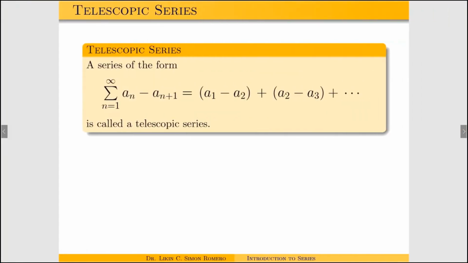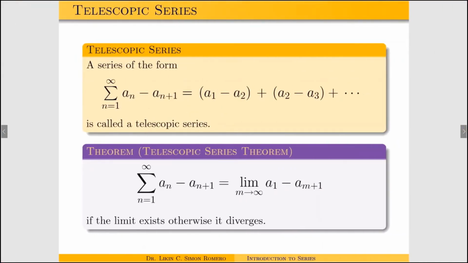Alright, so now I want to talk about telescoping series. A telescoping series is a series of the form, the sum from n equals 1 to infinity of a_n minus a_(n+1). And we have a theorem here that allows us to evaluate the limit of a telescoping series.